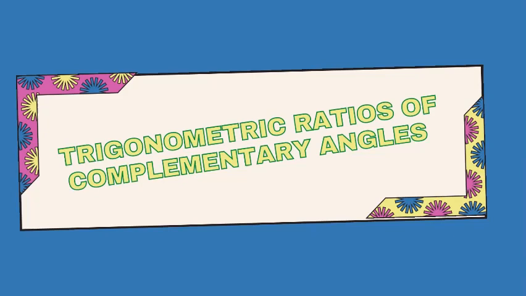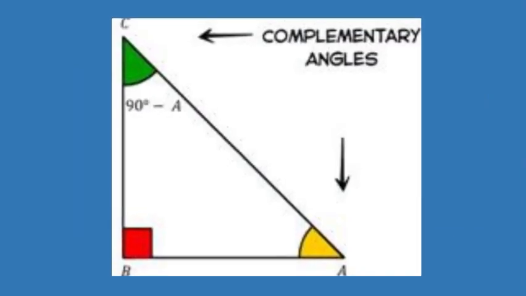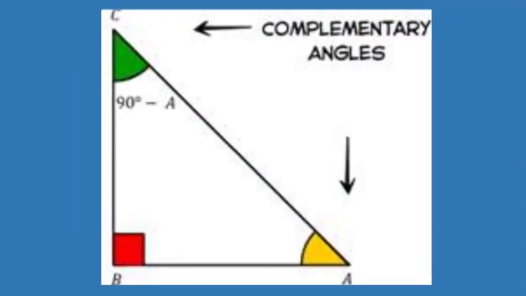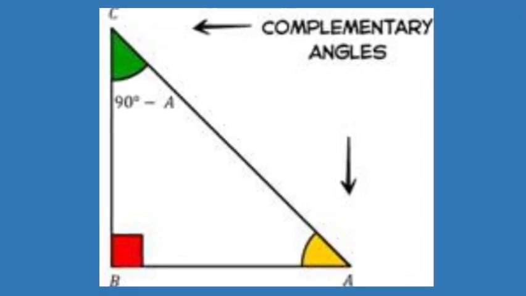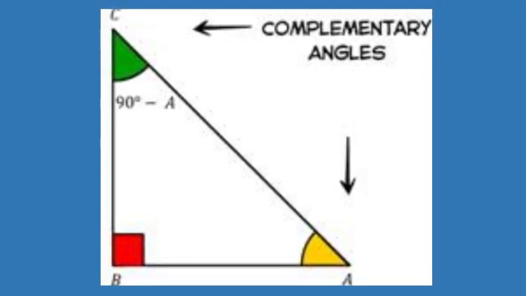In this video, we are going to discuss trigonometric ratios of complementary angles. So, what are complementary angles? If the sum of any two angles is 90 degrees, then they are said to be complementary angles.